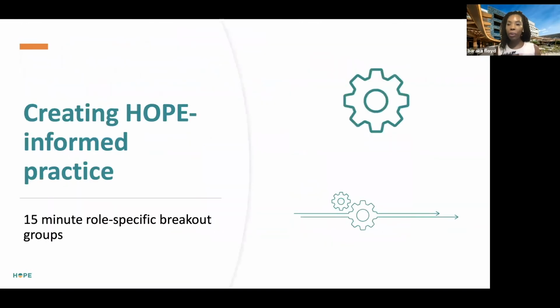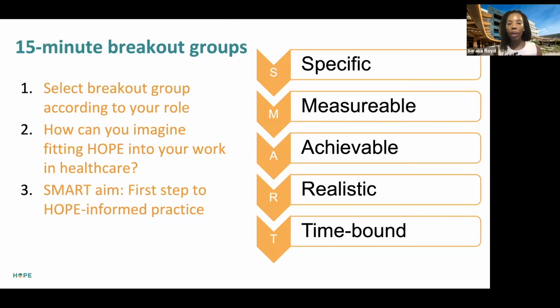So now we want to spend the remainder of our time together allowing you guys to go into a breakout room to think about how you might implement this in your work. So we're going to open up role specific breakout rooms so that you can talk about how you would imagine fitting hope into your work in healthcare.